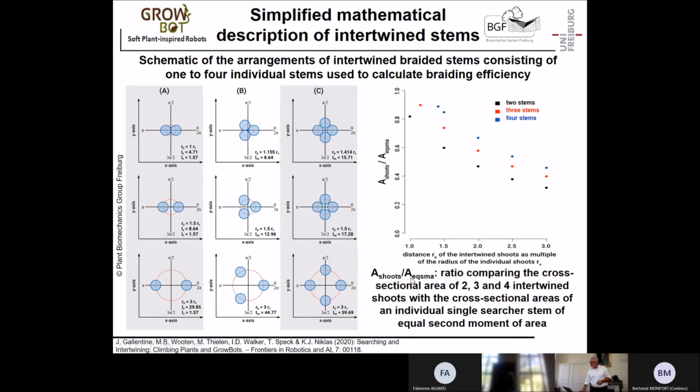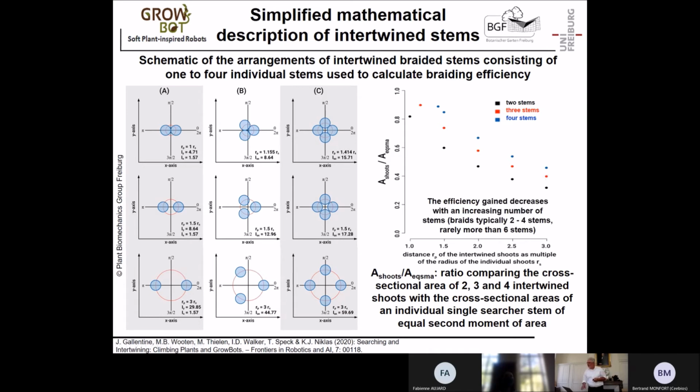And if this ratio is smaller than 1, then our system is much more efficient than the single stem. And you see, they are way below 1. Not surprisingly, the further they are away from the center of gravity, the better they are. So we have here 0.2, so they are 5 times more efficient than a single stem, 0.4, 2.5 times more efficient. This is what to expect.